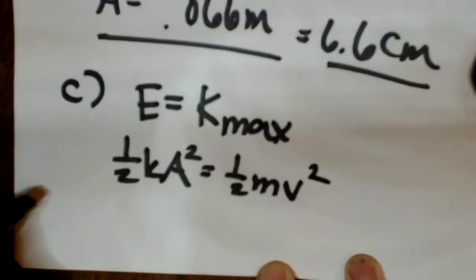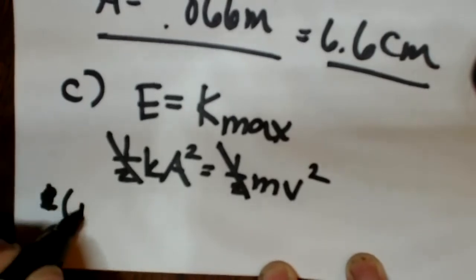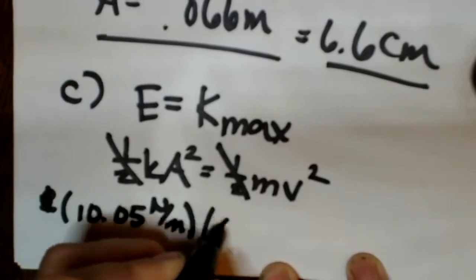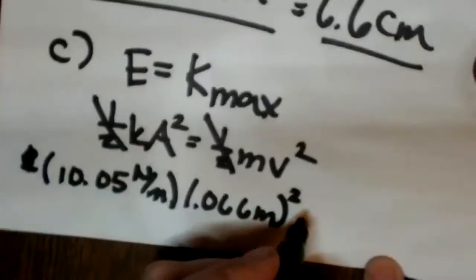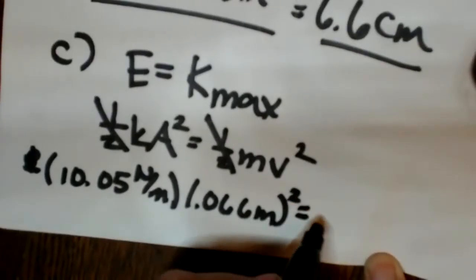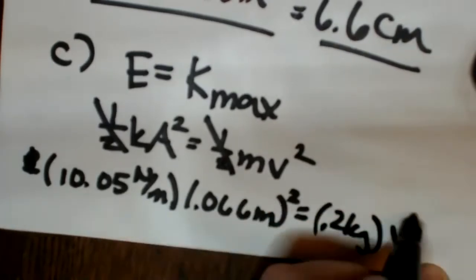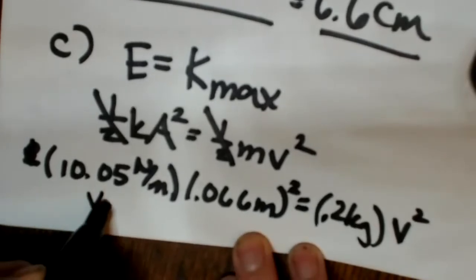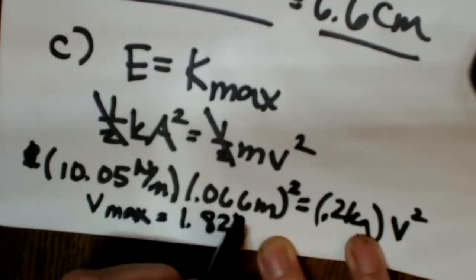Okay, so if I plug in my numbers, I've got 10.05 newtons per meter times 0.066 meters squared. And that's equal to my mass, which I forgot because it was 900 years ago when we started this problem, 0.2 kilograms times V squared. And you're going to solve for V. And when I solved for V, if I did my math right, I got V max is equal to 1.82 meters per second.